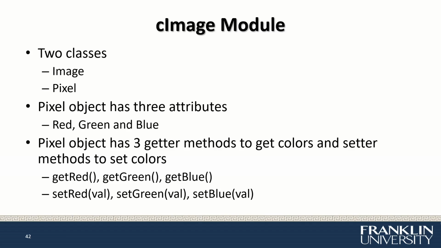The pixel object manipulates pixels. It has three attributes: red, green, and blue. It also has three getter and three setter methods: get red, get green, and get blue, set red, set green, and set blue. And these will be used to manipulate a particular pixel color.